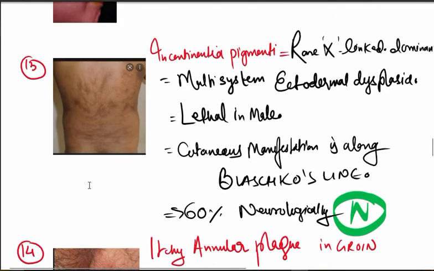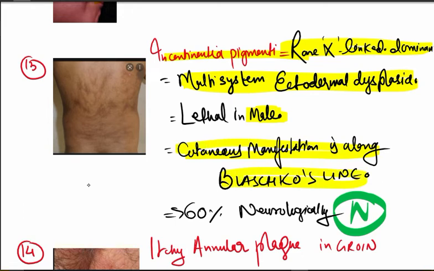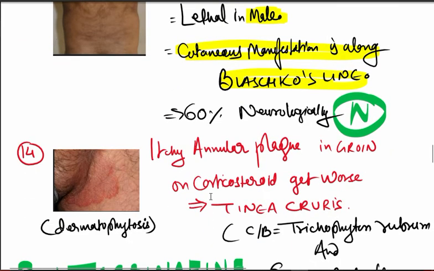Next, this is incontinentia pigmenti. This is a rare X-linked dominant skin condition in which multi-system ectodermal dysplasia is seen. Okay, this is lethal in males, and cutaneous manifestation is along the lines of Blaschko. Okay, here 60% of patients are neurologically normal.